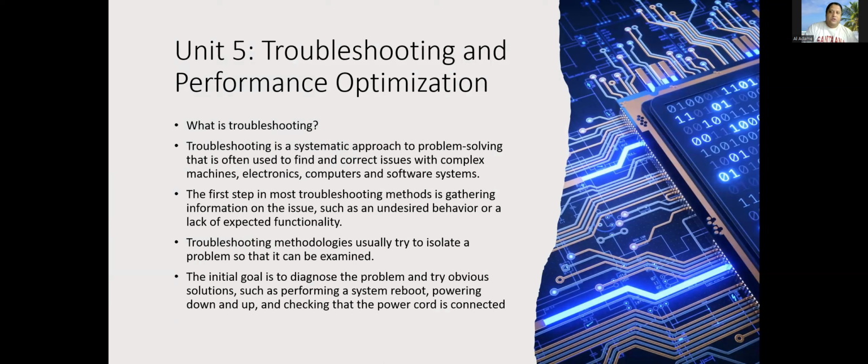Anyways, troubleshooting is a systematic approach to problem solving that is often used to find and correct issues with complex machines, electronics, computers, and software systems, also for cars. Keep that in mind. The first step in most troubleshooting methods is gathering information on the issue, such as an undesired behavior or a lack of expected functionality. So the first thing about any kind of issue you run into, be it someone tells you or you discover it, is, okay, what's causing it? Why is it doing this? That's the whole reason you're doing this, trying to figure it out. And you need information back.